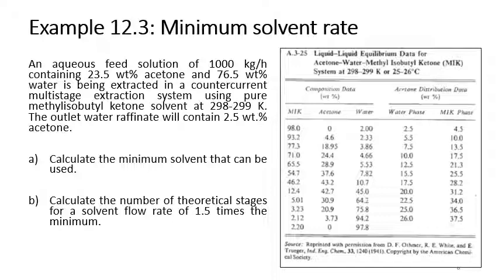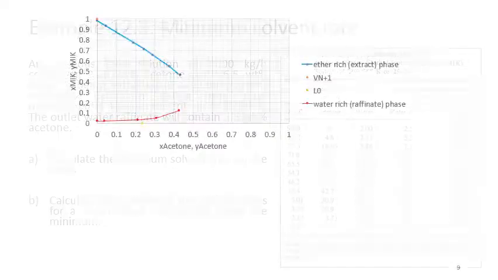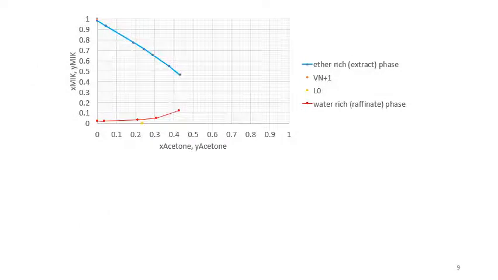Here your LLE data is different from what you have seen for the acetic acid, isopropyl ether and water system. But you have seen this kind of equilibrium data in the previous lecture, so you can refer to that lecture if you want to know how to plot the equilibrium curve. In this example, it's a bit tricky.